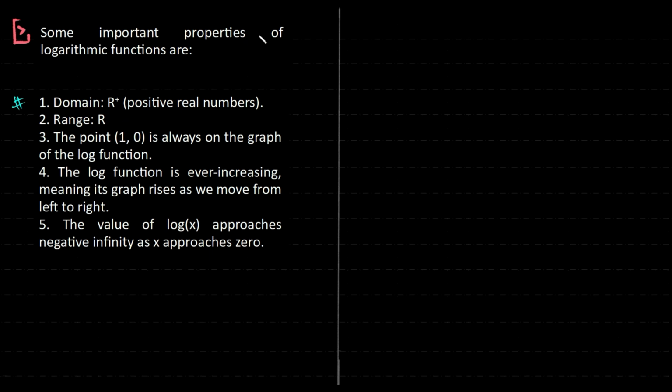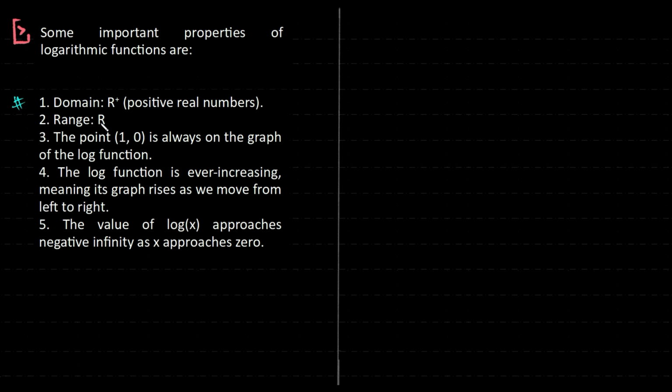Let's look at some of the important properties of logarithm functions. Starting off with the domain. The domain of a logarithm function is always positive real numbers. That is, we can't give any negative input values, as simple as that. Next, the range of the logarithm function can be any real number.